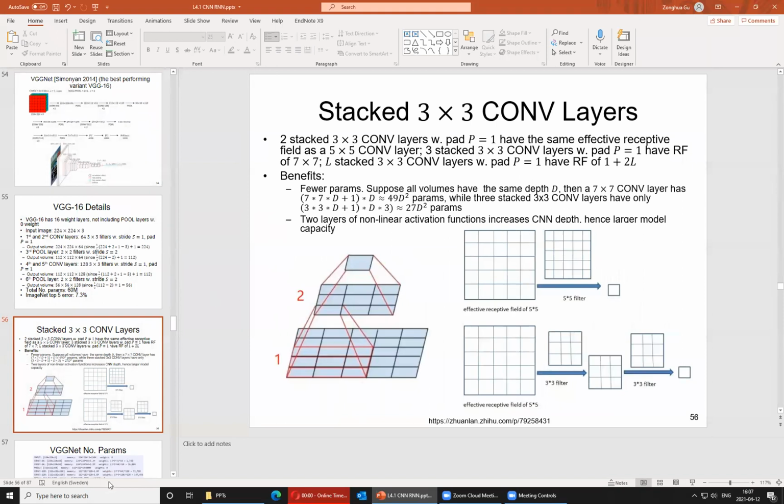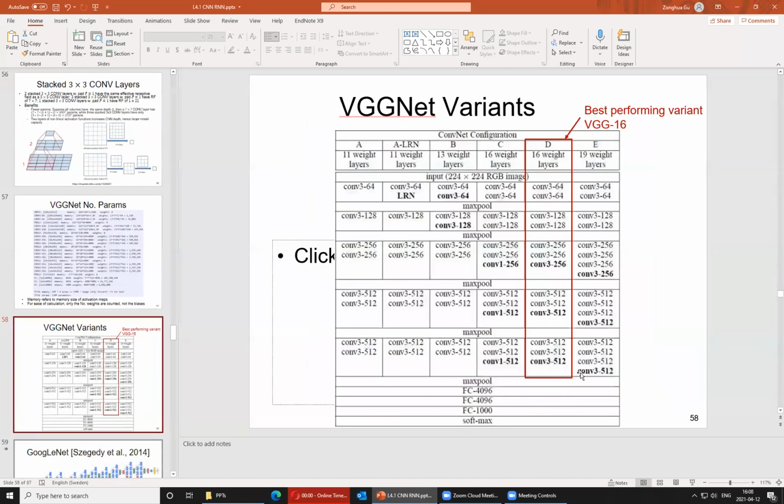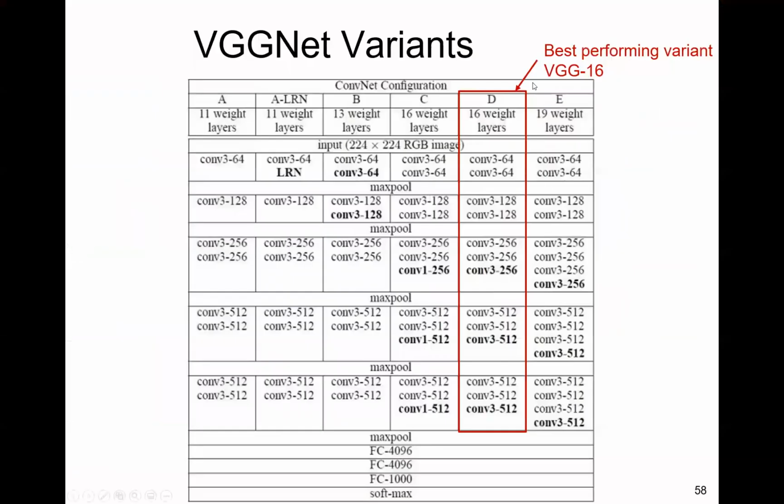The number of parameters in VGGNet is summarized here. In this figure, we did not count the biases just for convenience, because biases do not affect the order of magnitude. They only affect the minor digits. VGGNet also has a number of variants. What I showed in the earlier slide was the best performing variant, called VGG16, with 16 weight layers. By weight layer, I mean the conv plus fully connected layers, not the pooling layers, because pooling layers have 0 weights.